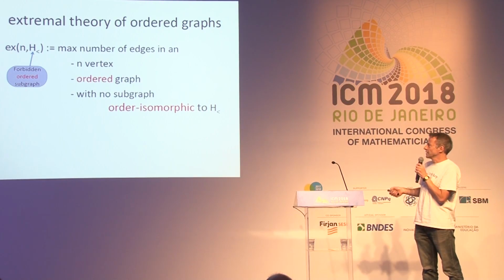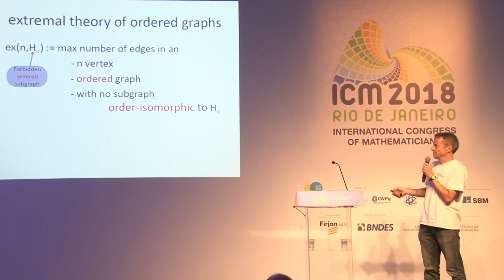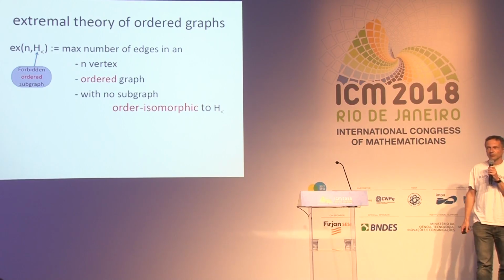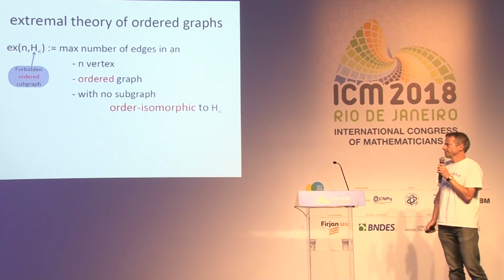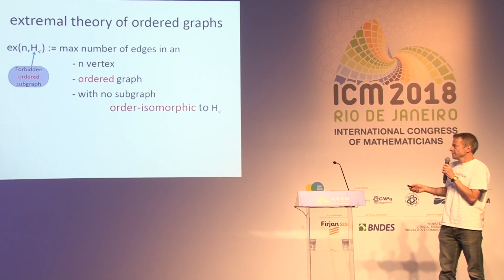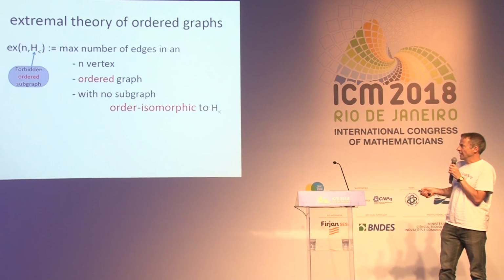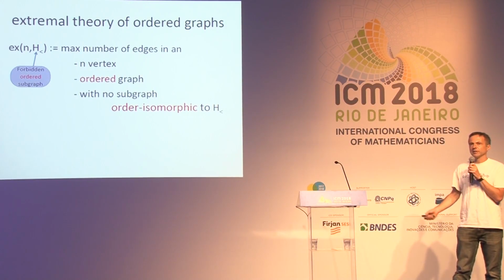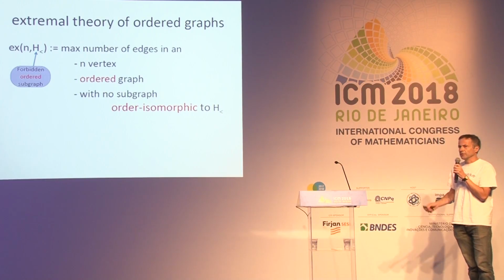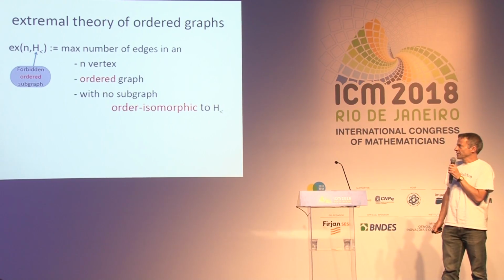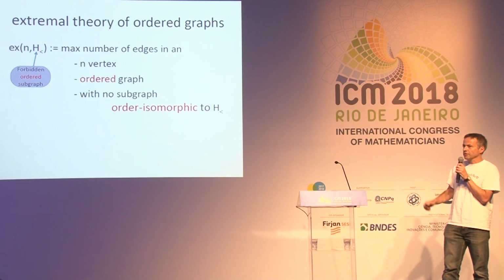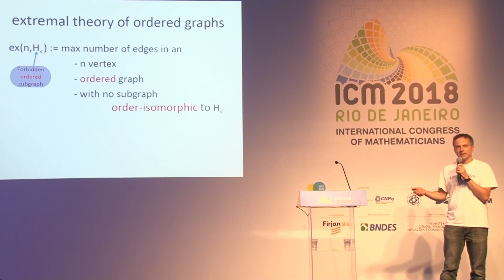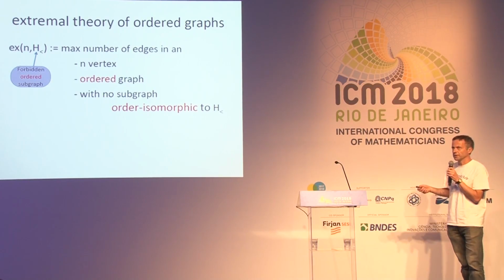So I will denote ordered graphs with H with a subscript of less than, which represents the fact that it's an ordered graph. And you are looking for the same extremal number, the maximum number of edges in an n-vertex simple graph again, but now it's an ordered graph, such that this particular ordered graph does not show up as a subgraph. So basically, you forbid subgraphs, but you forbid subgraphs with particular ordering.